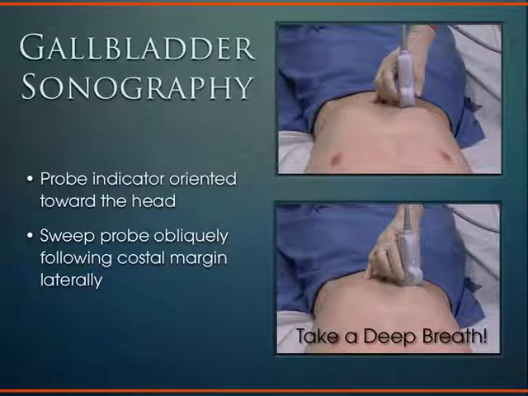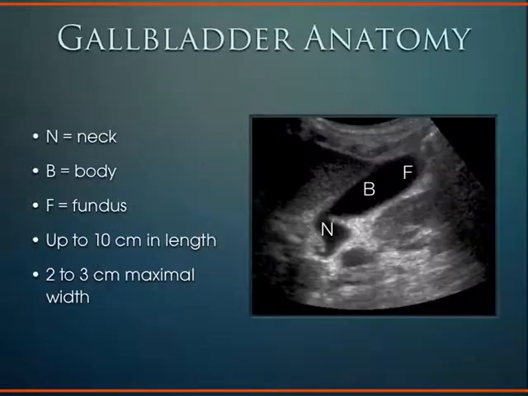Moving now to the gallbladder. Basically, gallbladder scanning 101 involves taking a transducer, either a curved array or a phased array transducer. In this case, we're using a large footprint curved array. We have the indicator aimed to the patient's head, have the patient take a deep breath, and then you're going to slide along that subcostal margin laterally.